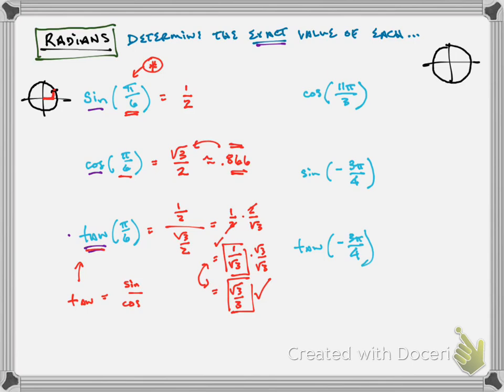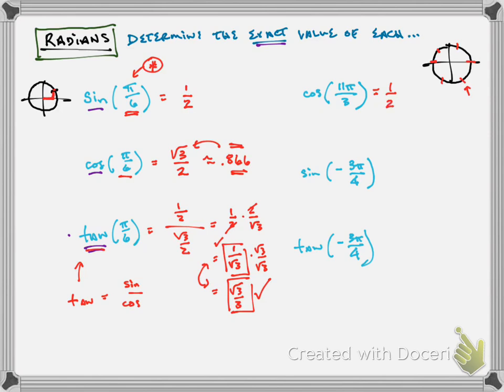Okay, so the cosine of 11 pi over 3. Well, here's 1 pi over 3, 2 pi over 3, 3 pi over 3, 4, 5, 6 pi over 3, 7 pi over 3, 8 pi over 3, 9 pi over 3, 10 pi over 3, 11 pi over 3. And so 11 pi over 3 is more than 2 pi, more than 1 revolution. And the question is, what is its cosine? Its cosine should be 1/2.